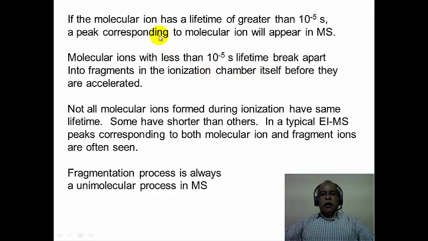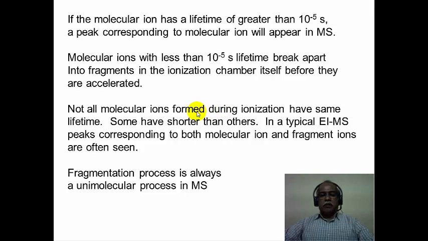Typically, if a molecular ion has a lifetime of more than 10 to the power minus 5 seconds, the corresponding peak will be registered in the mass spectrum. However, molecular ions with less than 10 to the power minus 5 seconds of lifetime break apart into fragments in the ionization chamber itself before they are accelerated. But not all molecular ions formed during ionization have the same lifetime. Hence, some of them will be fragmented and some of the molecular ions will still get registered as the molecular ion in the mass spectrum.